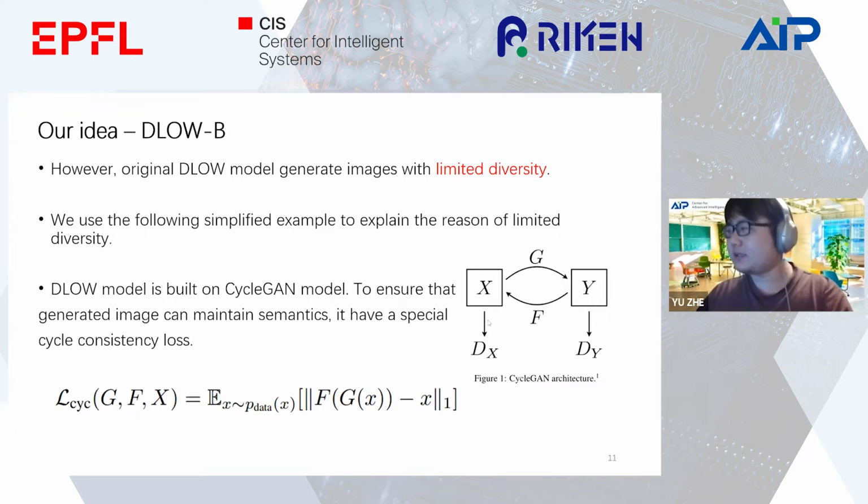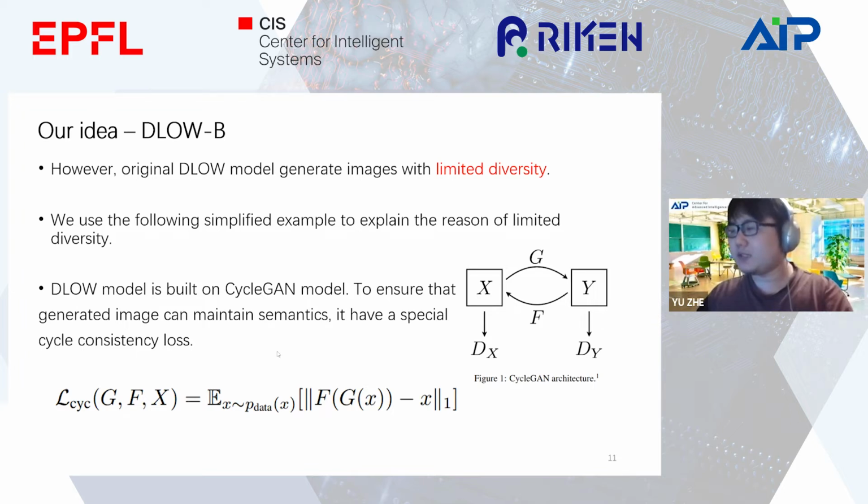These models have four modules: two generators, G and F, and two discriminators, DX and DY. The generator G can transfer images from domain X to domain Y, and the generator F can transform images from domain Y to domain X. In the cycle-GAN models, they have a very special loss function to ensure that the generated images maintain the semantics. This loss is called the cycle consistent loss.